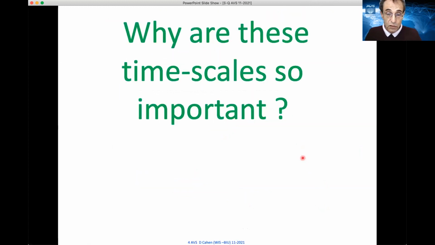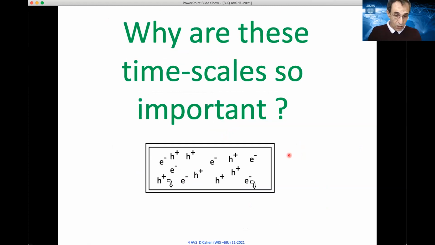Why are these timescales so important? It's because of this. I showed you this schematic by Eli Yablonovitch of a solar cell. Well, I've created the electron and hole pairs in this box. And here are my contacts that can take them out to do useful work, which is what we want. But a danger is lurking because they can recombine. So I want them to survive as long as possible so that each of them can find their contact. And that's why the time scale is very important to reduce further losses.